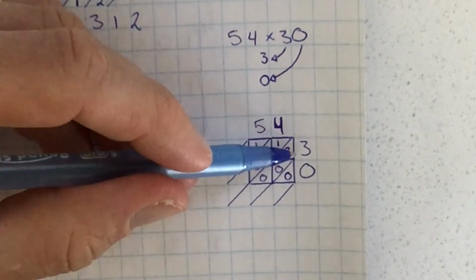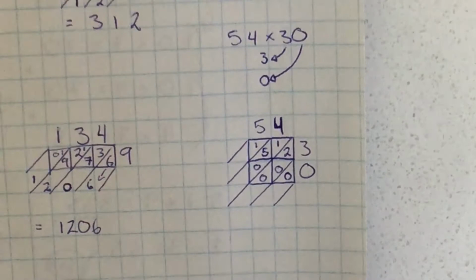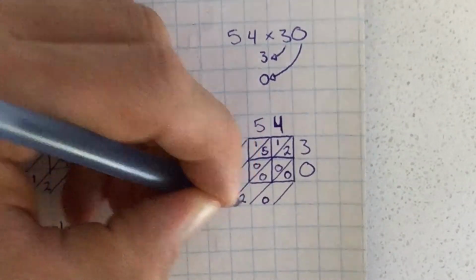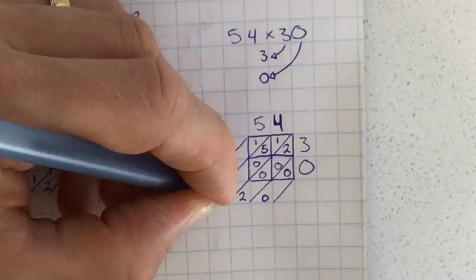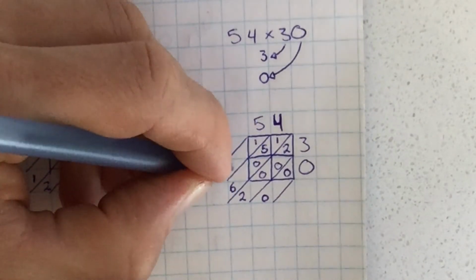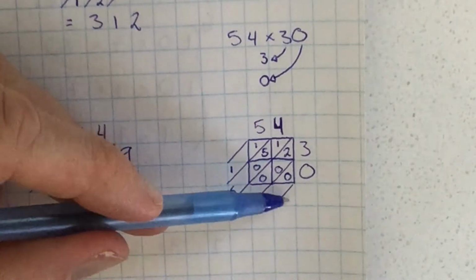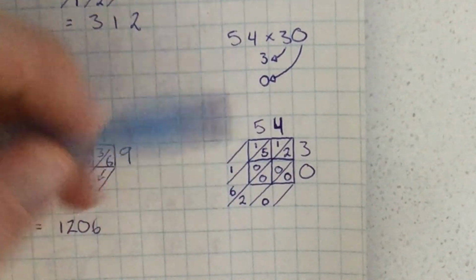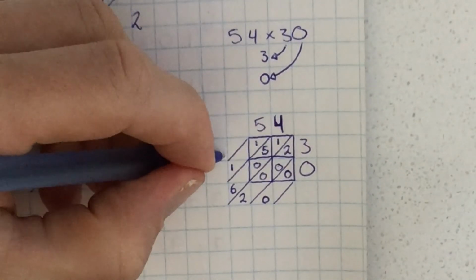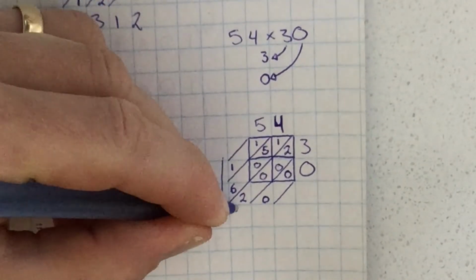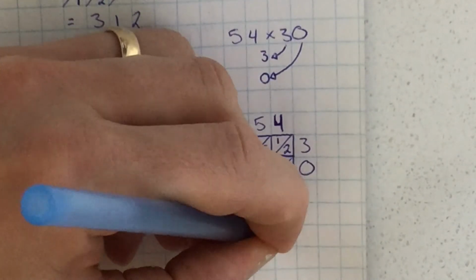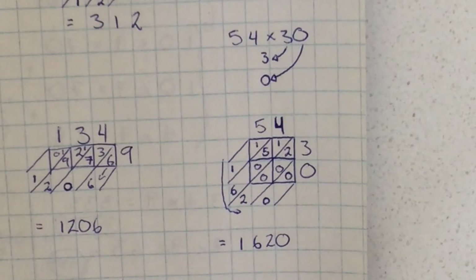And now we're going to add them together diagonally, as we have with the other problems. As you start going up, because you'll start to notice the larger your numbers get, they start moving upwards. And that's fine. We're still reading them from top down. So we end up with a product of 1,620.